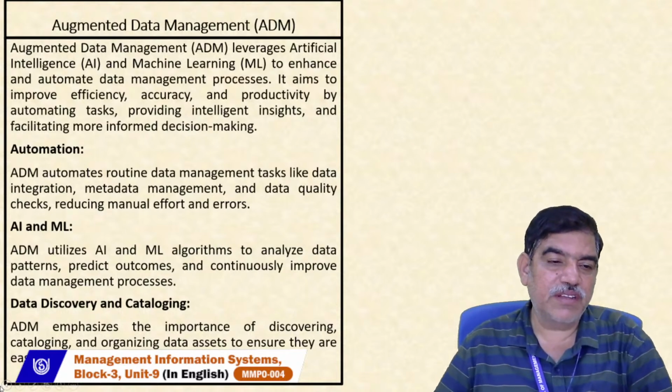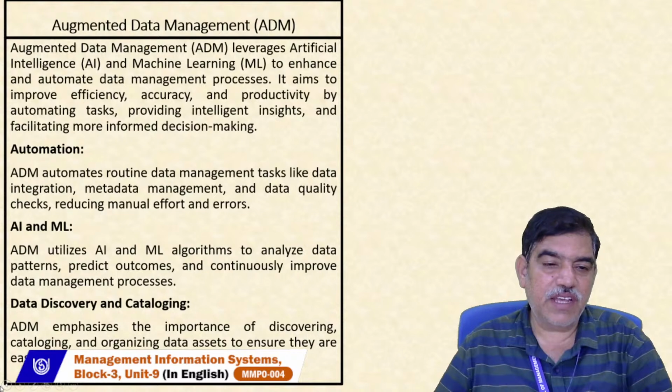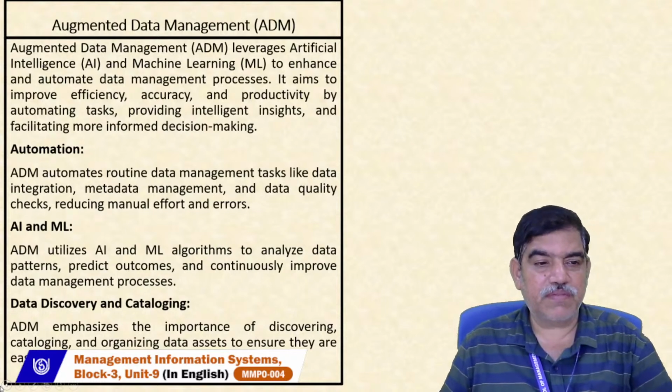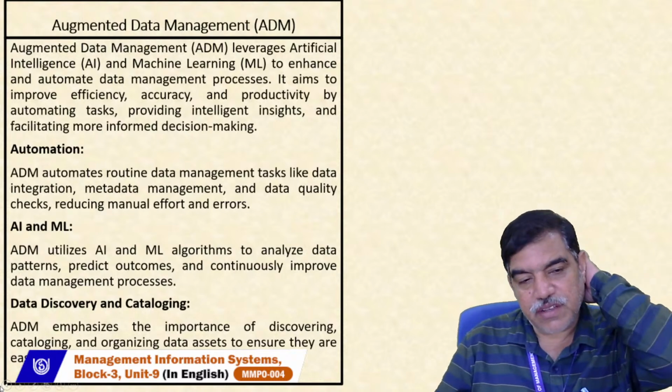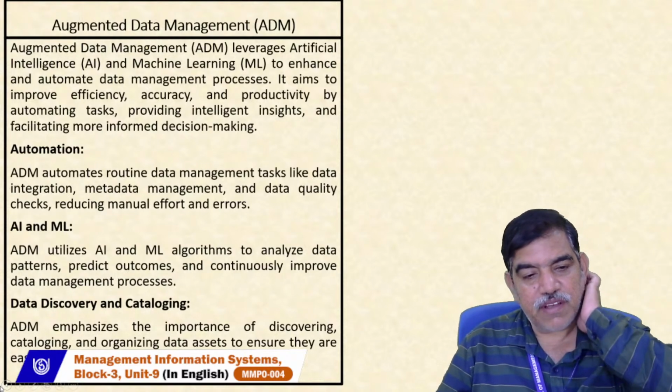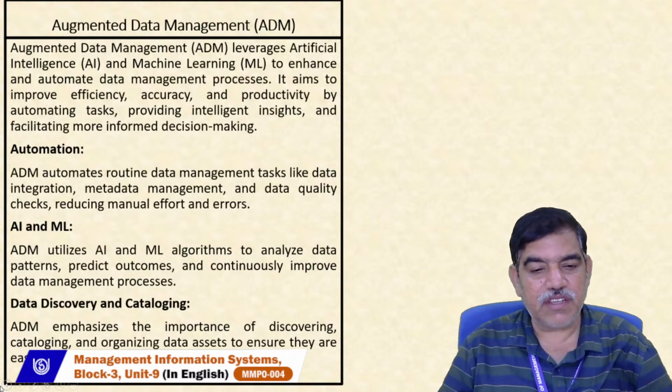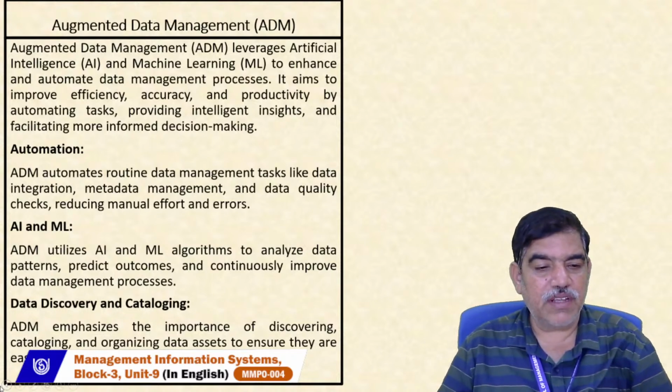AI and machine learning. ADM utilizes AI and machine learning algorithms to analyze data patterns and predict outcomes and continuously improve data management process. And data discovery and cataloging. ADM emphasizes the importance of discovering, cataloging, and organizing data assets to ensure that they are easily accessible and understandable.